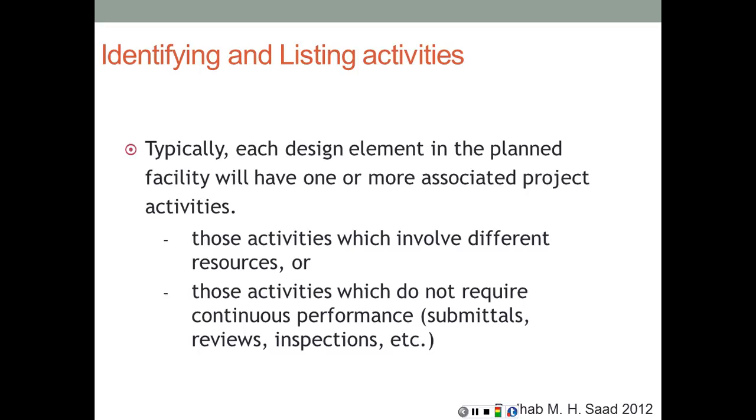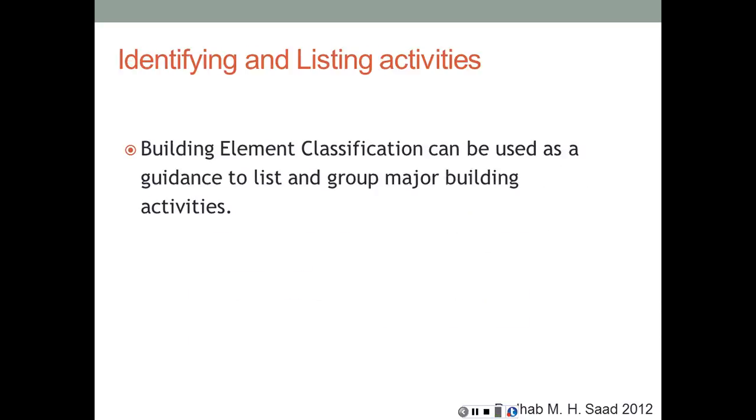Those activities fall into two major types: activities that involve different resources, like any production activity, for example, or any procurement activity, and those activities that do not require any continuous performance, like submittals. One of the activities is to submit a sample to the architect engineer for review and approval. We're going to have a review of a certain document, or we're going to have an inspection, or something like that.